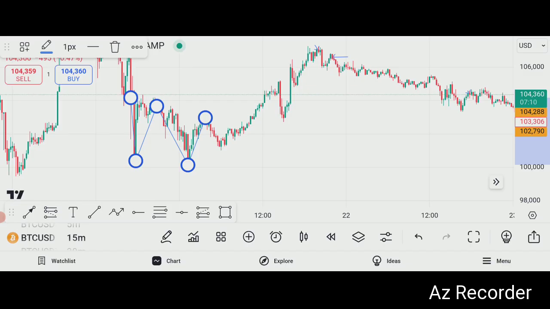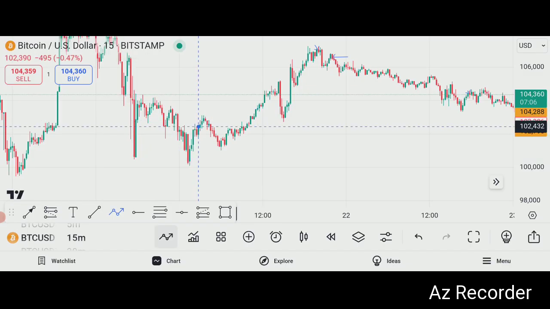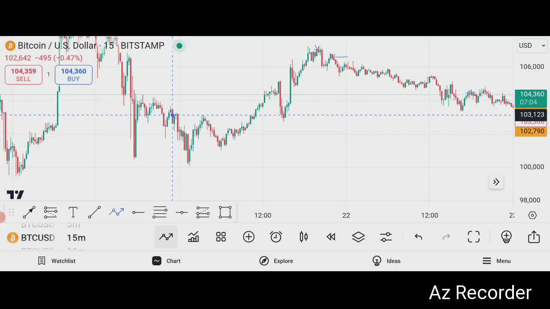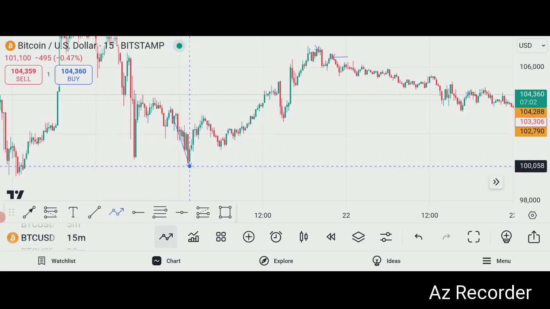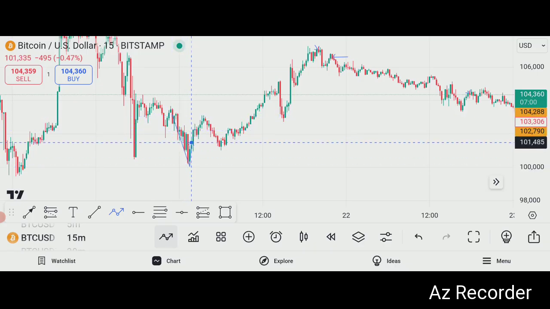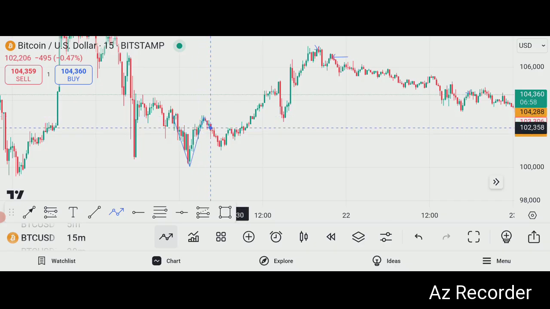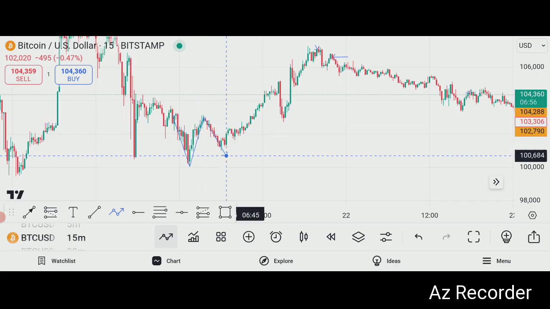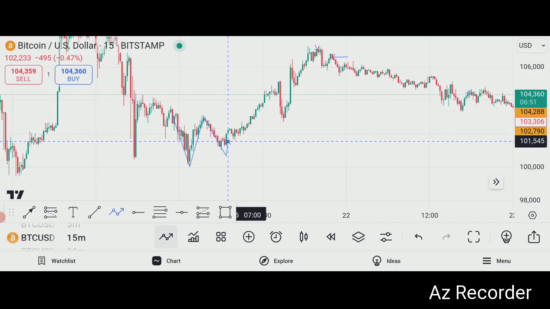This is the one I drew last week. Now look at this one right here. If you watch the pattern price formed, price came down, went up, came down again, then went up. Seeing this candle right here, I would enter for a buy because I know price won't come back to this second leg.